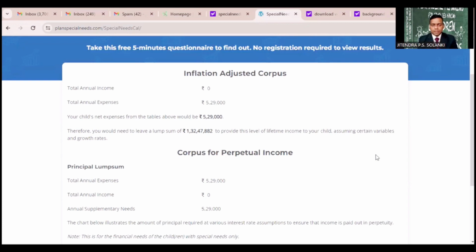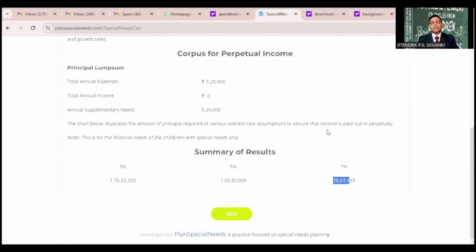I would say if you haven't estimated yet, just work on this calculator and put in some figures. Some figures you can estimate today. Some figures, take your time and estimate in the next 6 months. After 6 months, you will have the exact picture of the amount of money you require for your special need child's financial care. This is how the PSN Special calculator works, giving you input on the financial requirement for your special need child.